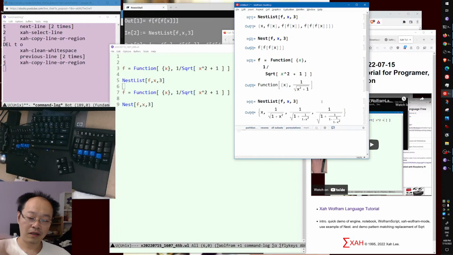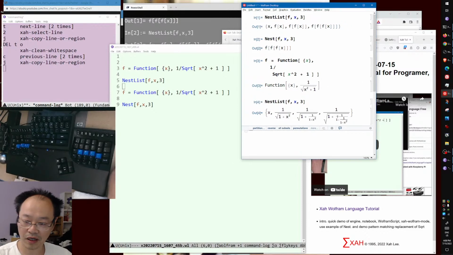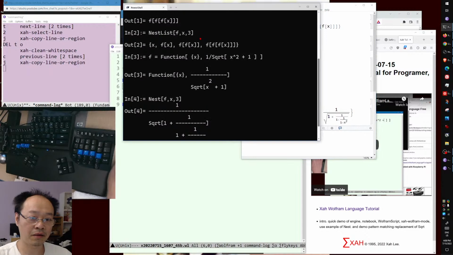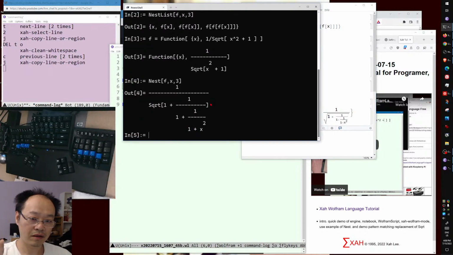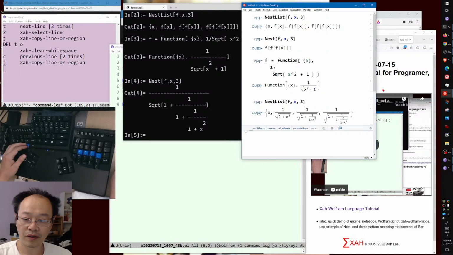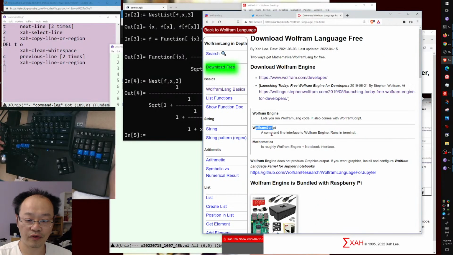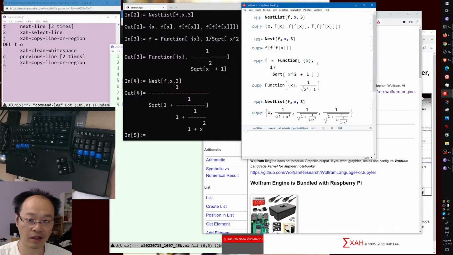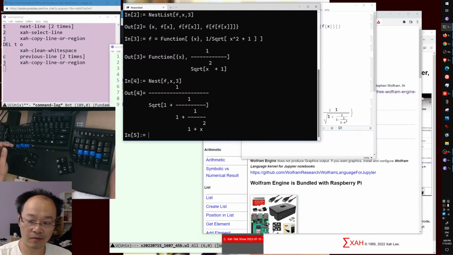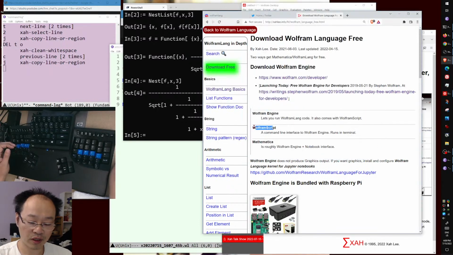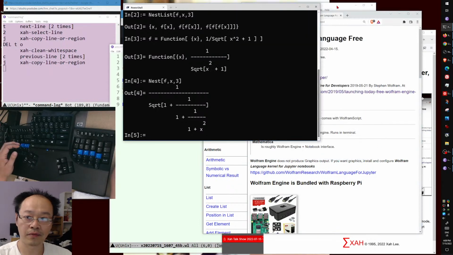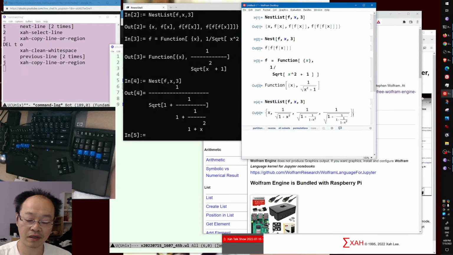You can compare, this is the graphical user interface. You get this nice typesetting, compared to this Wolfram script command line interface. Now when you download Wolfram free, you get the Wolfram engine, which is a compiler required for either the notebook or the Wolfram script. You also get Wolfram script free, which you can use here, but you don't have the notebook.